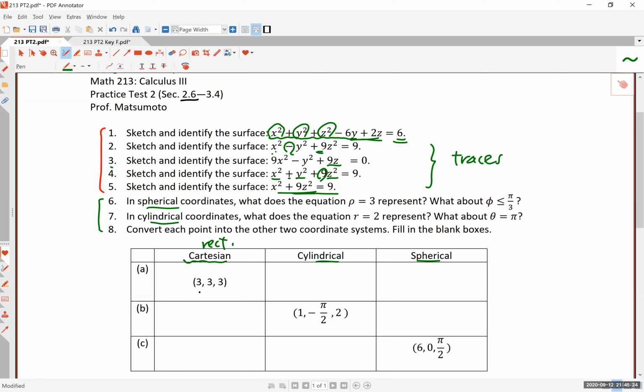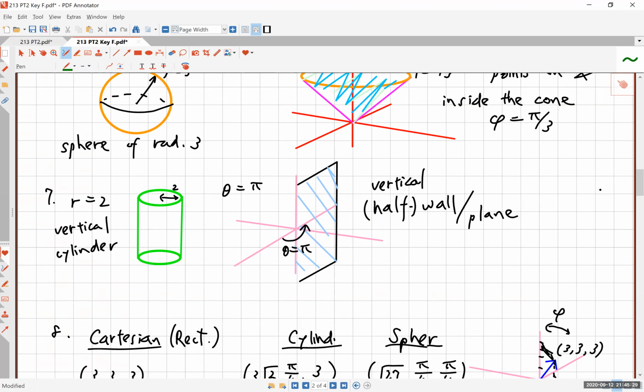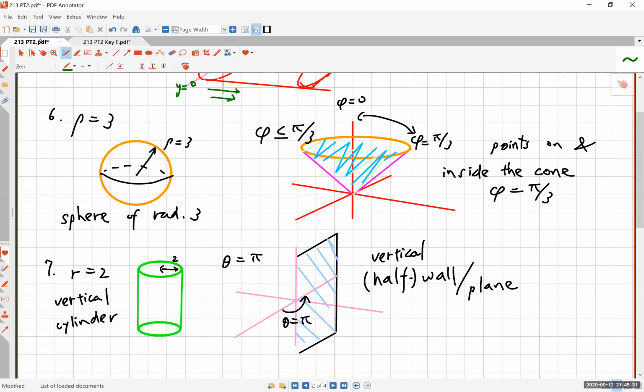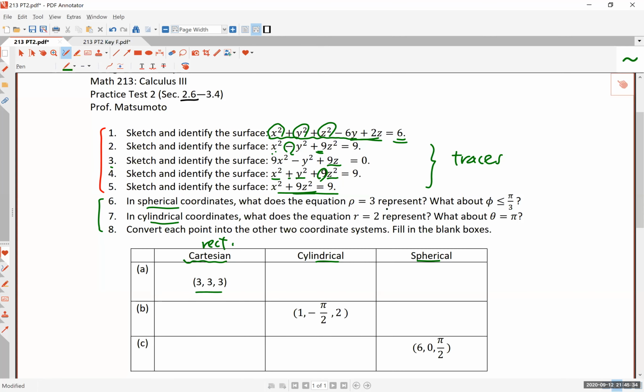Okay, so for instance, when the Cartesian coordinates are 3, 3, 3, go ahead and try to draw a picture of it. Oh, I forgot. I guess we should go back to number 6. In a spherical coordinate system, what is rho equal to 3? Rho is the distance from the origin, and phi is the angle from the positive z-axis, right? So with that, of course, the minimum phi can be is 0. So if phi is less than or equal to pi over 3, we're talking about this region.